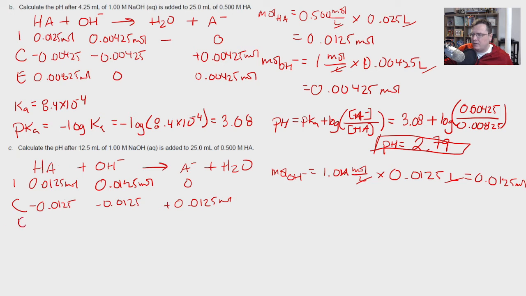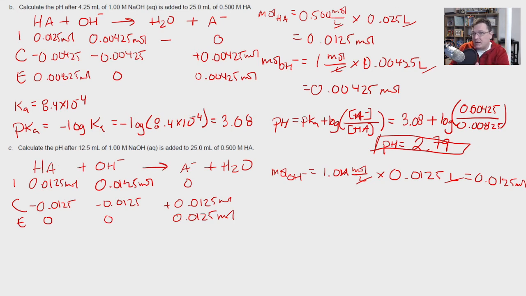So in the end, we'll have 0 moles of HA, 0 moles of OH minus, and then 0.0125 moles of A minus. Now, we're at the equivalence point in this case right here. The equivalence point for a weak acid, strong base titration is not equal to 7.